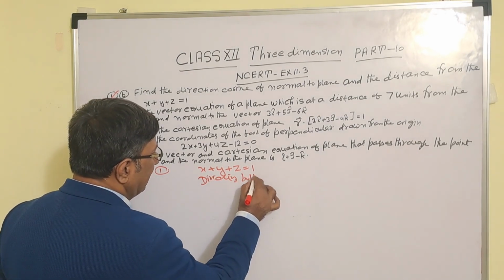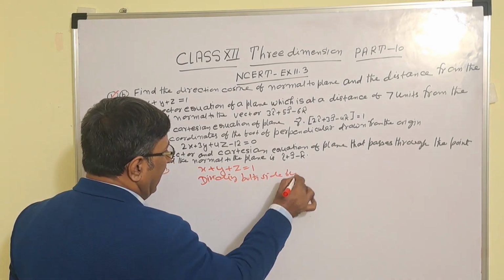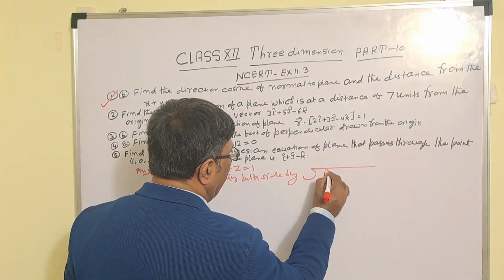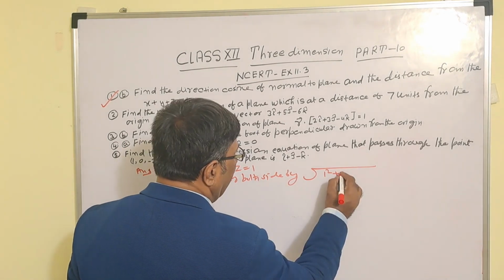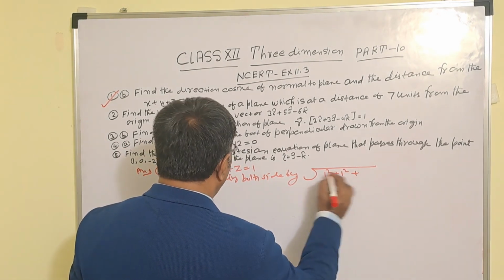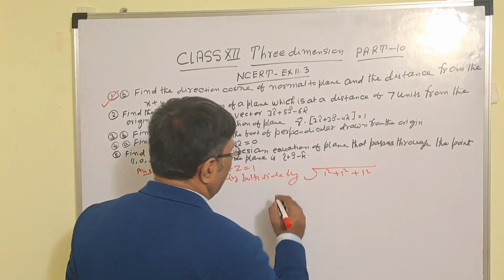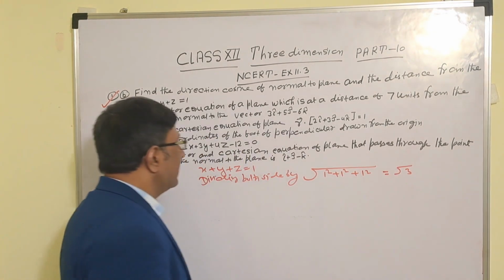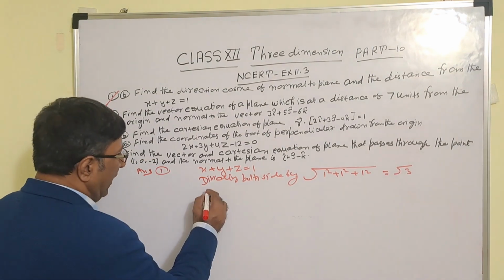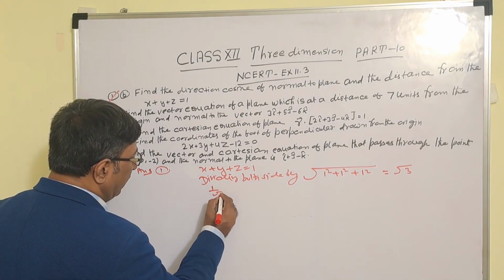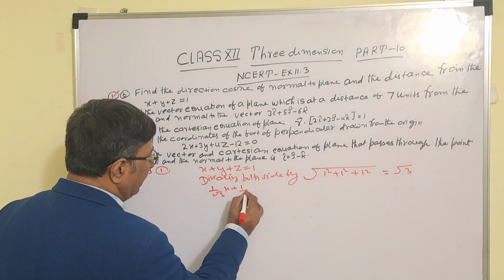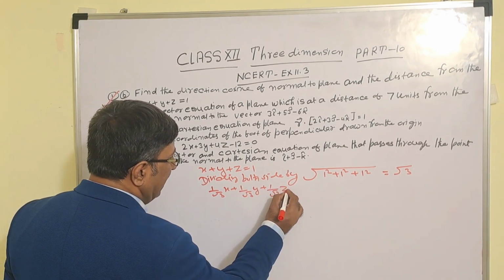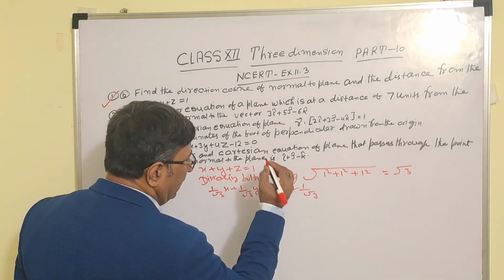That means dividing both sides by square root of coefficient of x, so 1 square, coefficient of y, again 1 square, and coefficient of z also 1, so 1 square. That means this is equal to root under 3. So divide this equation both sides by root 3. We will get 1 by root 3 x plus 1 by root 3 y plus 1 by root 3 z equal to 1 upon root 3.